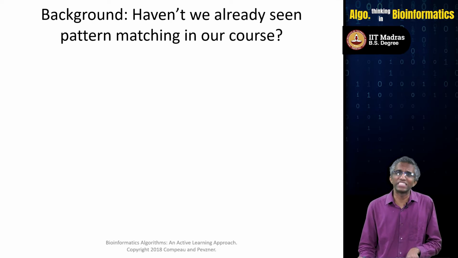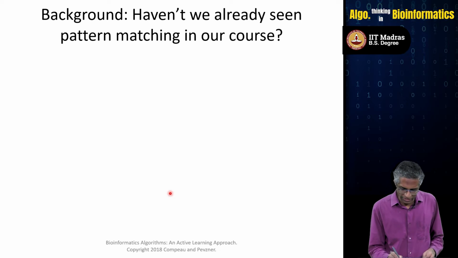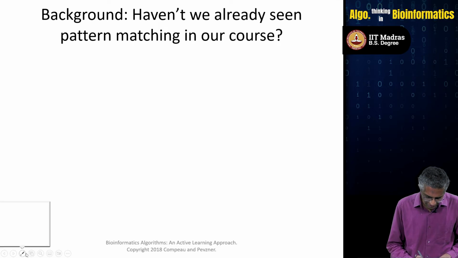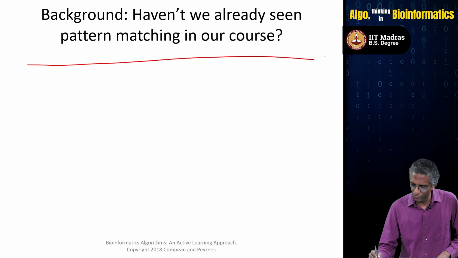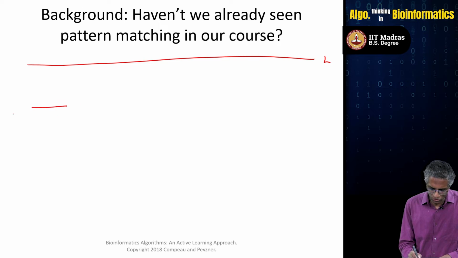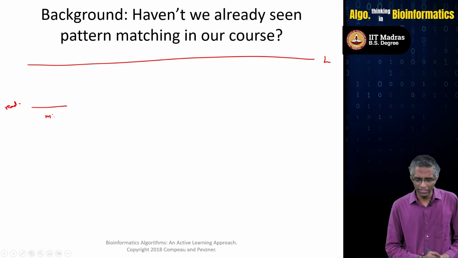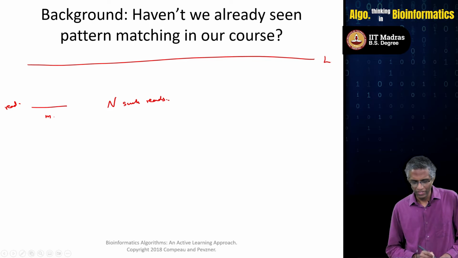But haven't we already seen pattern matching in our course, a problem like this? So let's look at whether some of the existing algorithms will work for it. In fact, even before looking at these existing algorithms, let's just put some numbers here. If our genome is L in length, where L is 3 billion letters, then each of our reads is m in length, and there are n such reads, where n is also in the billions.